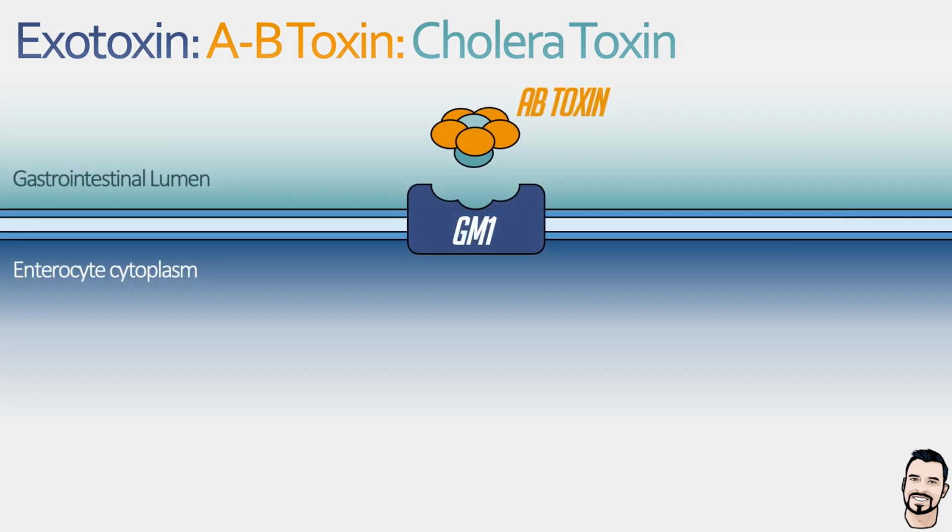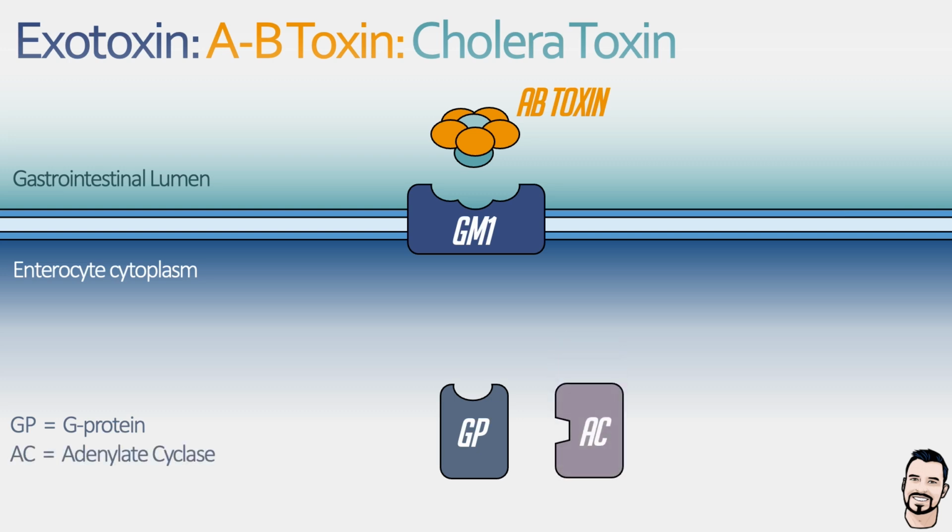So here we have our host enterocyte cell lining the gastrointestinal tract, and within these is a GTPase enzyme known as the G protein. Now, one of the main functions of this protein is to stimulate the activity of adenylate cyclase, but it only does this in response to hormone signals. And so when it receives a signal, it activates the G protein, resulting in a sort of conformational change that allows it to associate with adenylate cyclase.